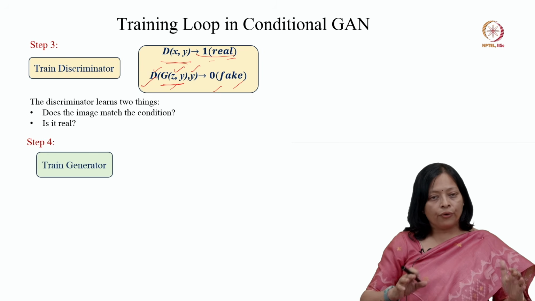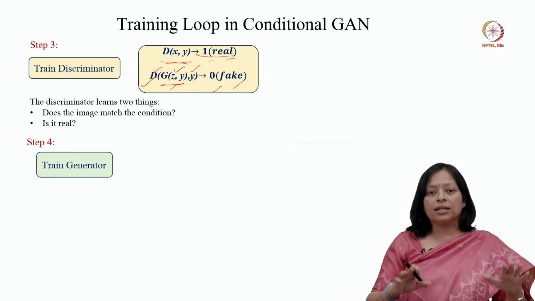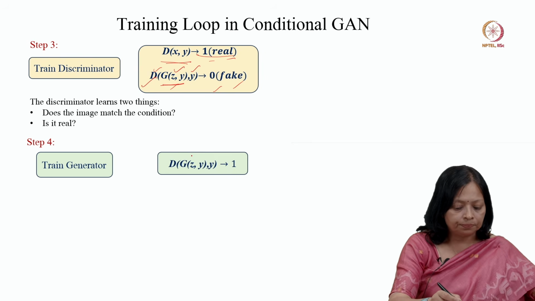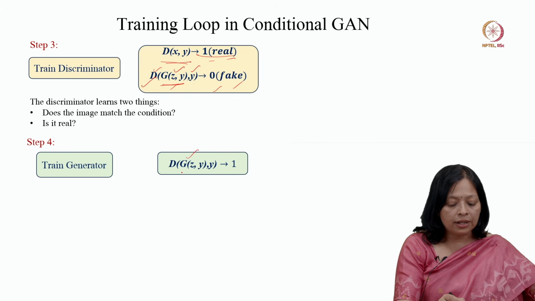In step 4, while the generator is getting trained, what happens? The generator's output G of z, y, conditioned on y.